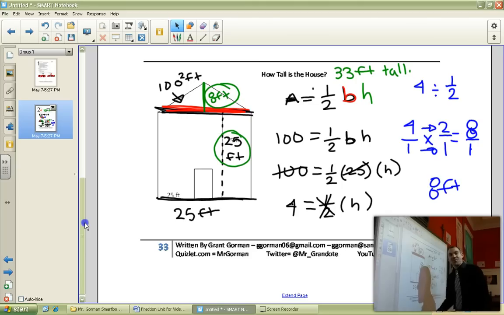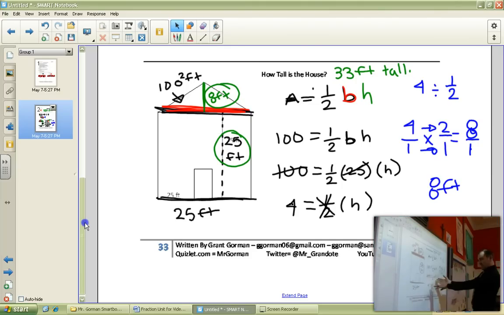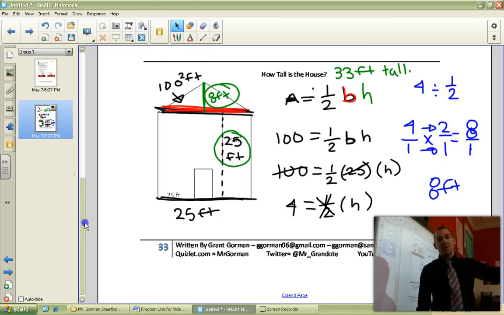Okay? Don't worry, class, I'm not going to give you any problems like that. I just wanted to show you how you actually use that, okay, to figure out different problems going forward in your math careers.